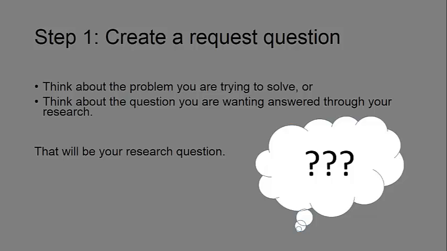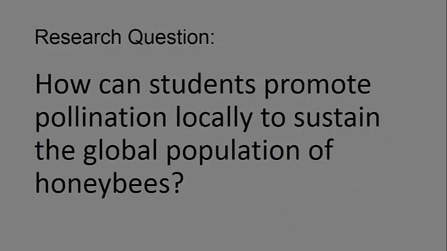The first step to starting a research project is creating a research question. Think about the problem you are trying to solve, the question you want answered through your research. That will be your research question. For example, a valid research question for this project might be, how can students promote pollination locally to sustain the global population of honeybees? This is the question that will drive how I search for information.